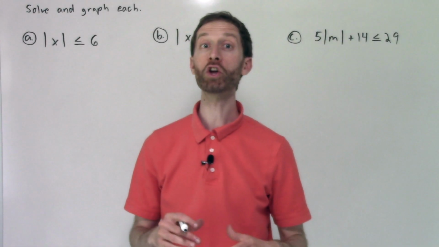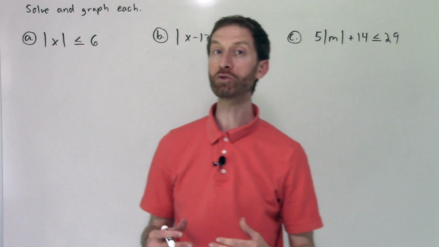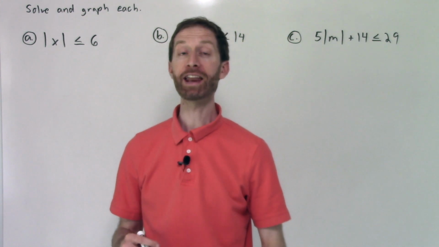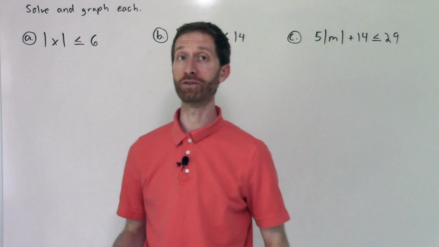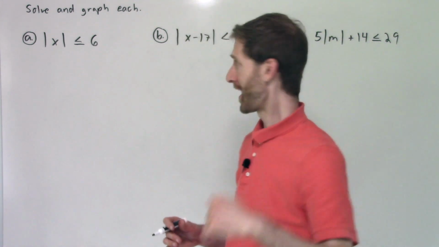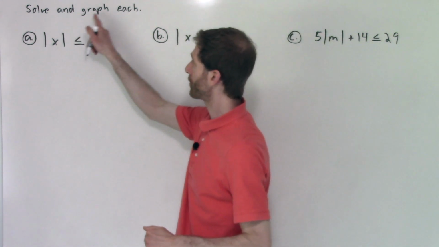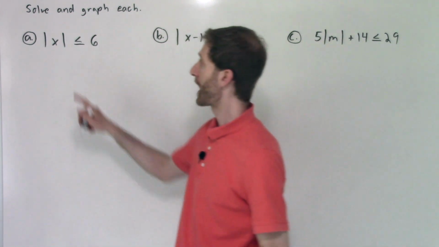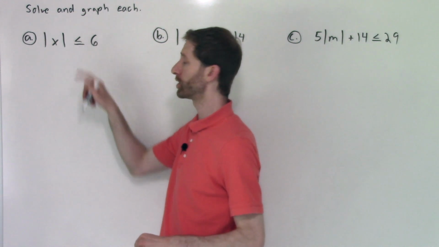In this video, we're going to go over how to solve absolute value inequalities involving less than signs. Let's check it out from a conceptual perspective. We're not going to memorize stuff. Let's dive in. It says solve and graph each. In letter A, we've got a basic example. It says the absolute value of x is less than or equal to 6.